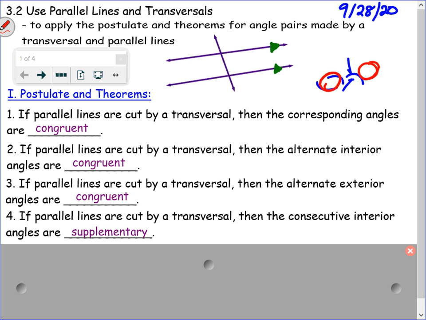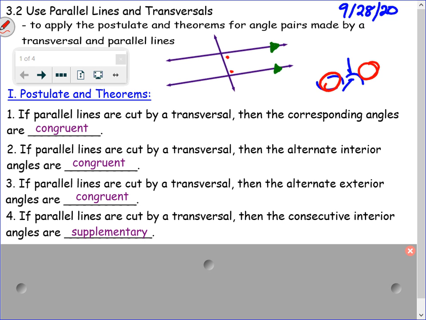If you have parallel lines and you're talking about the alternate interior angles, they will be congruent. Number 3, if you have parallel lines and you're talking about the alternate exterior angles, they are congruent. And number 4, if you're talking about parallel lines and the consecutive interior angles, they are supplementary.